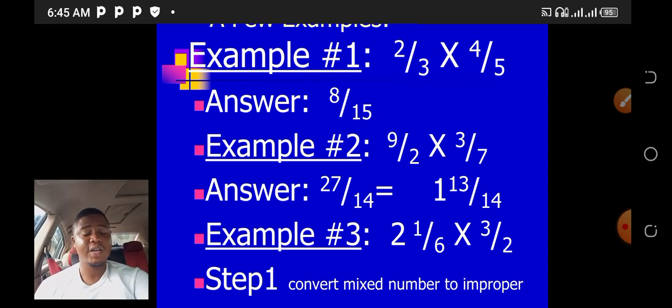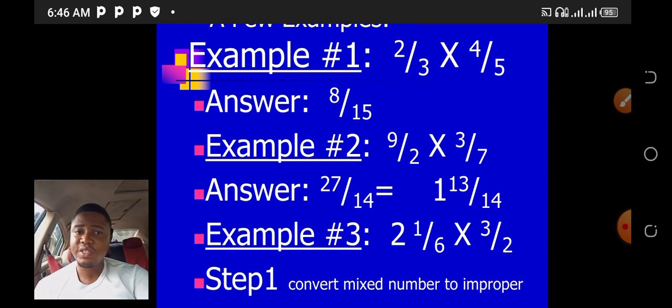Why is this our final answer? Because 8 over 15 cannot be further divided. There's nothing that can divide both 8 and 15. So 8 over 15 is our final answer. Okay, and it's a proper fraction already. If it's an improper fraction we must try to convert it to a mixed number.